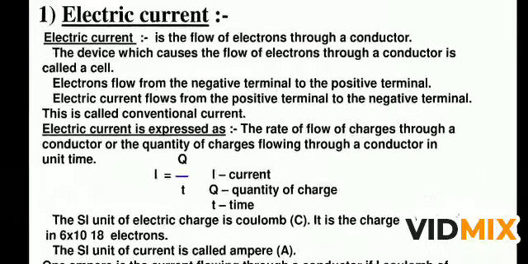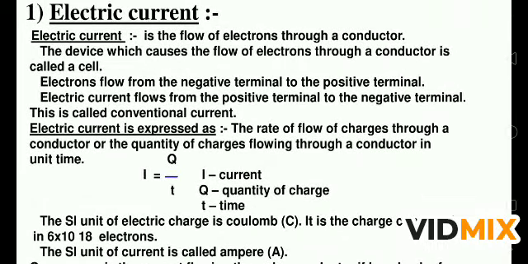What is electric current? Electric current is the flow of electrons through a conductor. The device which causes the flow of electrons through a conductor is called a cell.